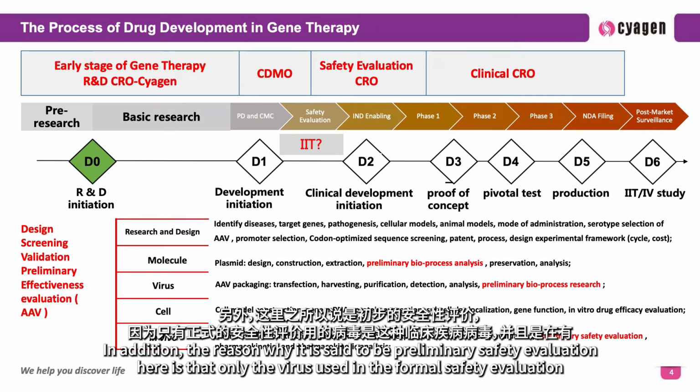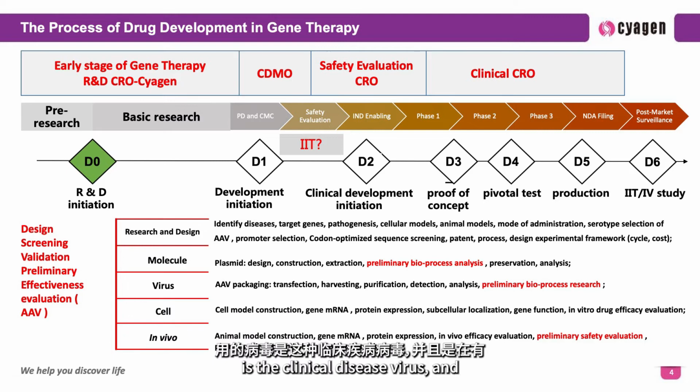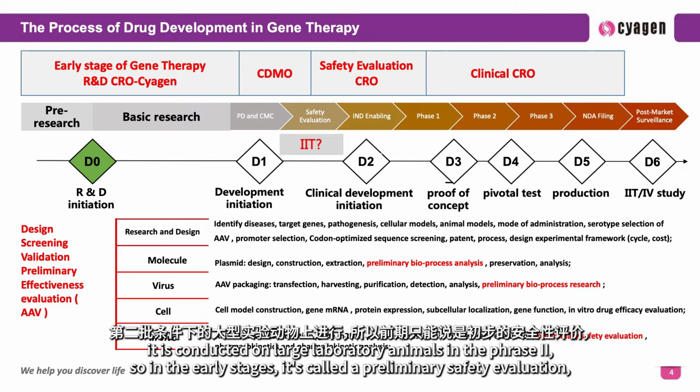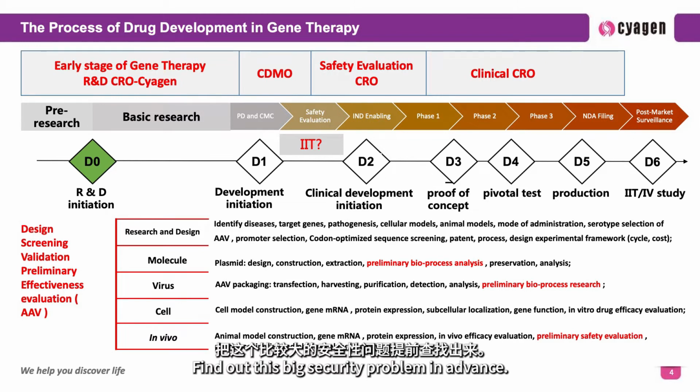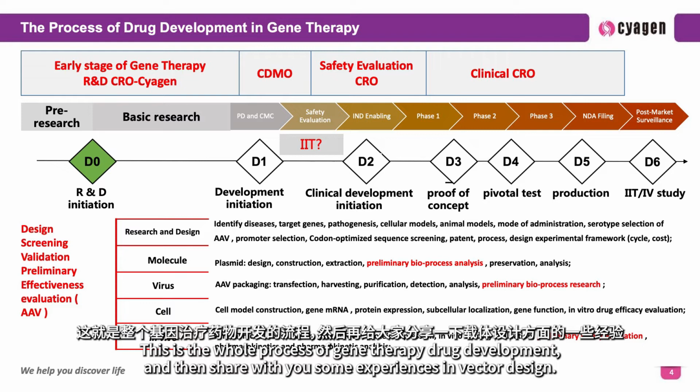In addition, the reason why it is called a preliminary safety evaluation here is that only the virus used in the formal safety evaluation is the clinical disease virus, and it is conducted on large laboratory animals in phase 2, so in the early stages, it's called a preliminary safety evaluation. Find out this big safety problem in advance. This is the whole process of gene therapy drug development, and then I will share with you some experiences in vector design.